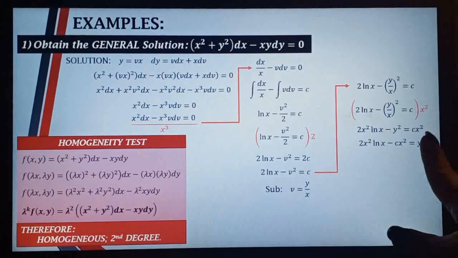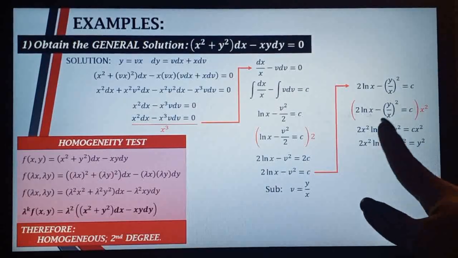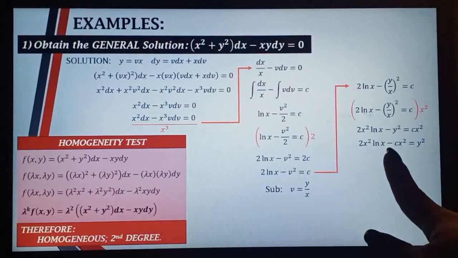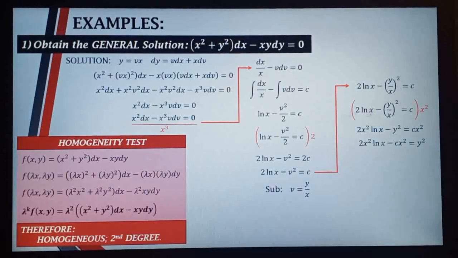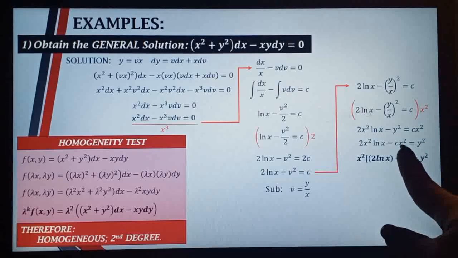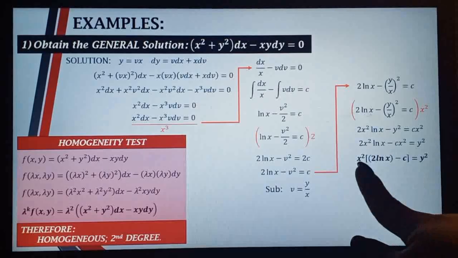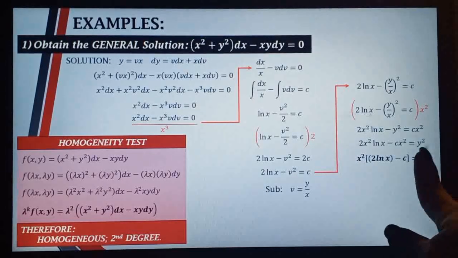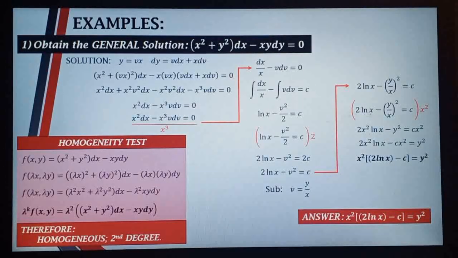Then, ililipat natin sa kabila si x squared, or simply transposing this term to another side, you will now have negative c x squared. Tapos si y squared, ililipat natin sa kabila, you will have positive y squared. So, factoring out your x squared, you will now have 2 ln x minus c multiplied to x squared equals y squared. So, this will be the simplified form of the equation. So, your final answer for this problem is simply x squared multiplied to the quantity of 2 ln x minus c equated to y squared.